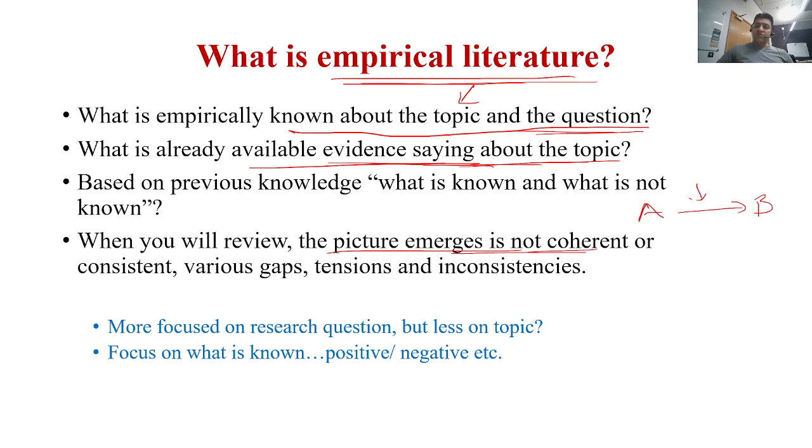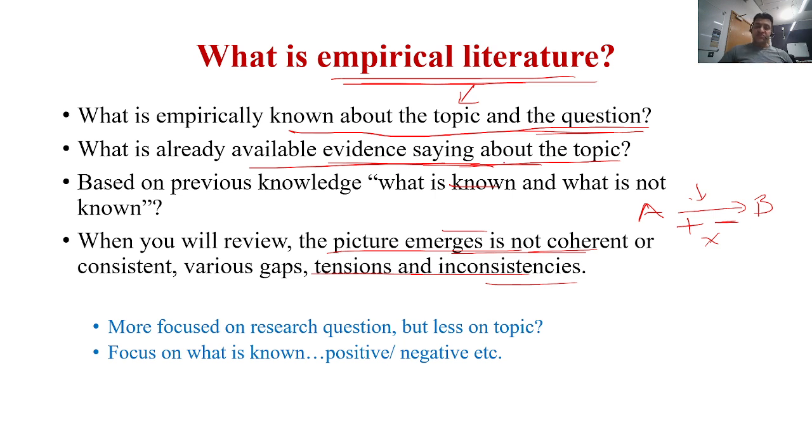So, for example, if you're looking at a relationship between A and B, you might see that some papers are saying there is a positive relationship, and some papers are saying there's a negative relationship. There might be some papers saying there is no relationship. So you will find these tensions and inconsistencies when you review literature. It's important, because if you see any tension or gaps in the literature, it will make your topic even more important, because you're trying to search for something people do not have consensus about.